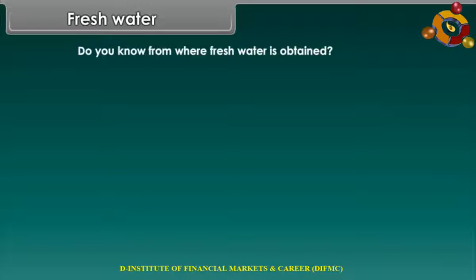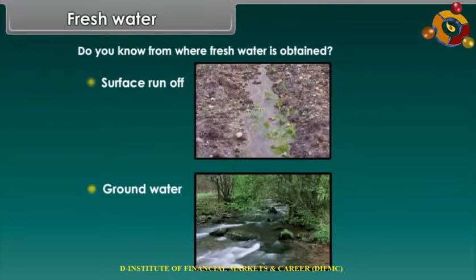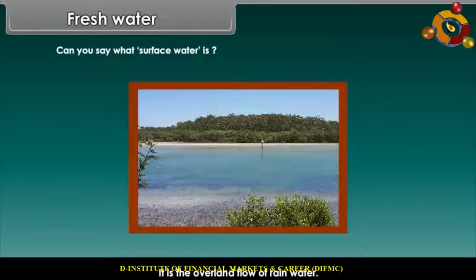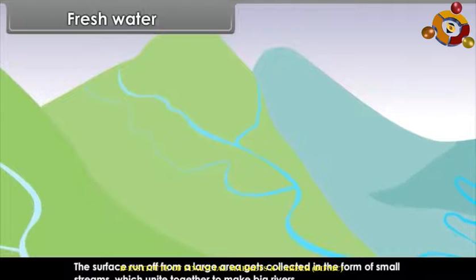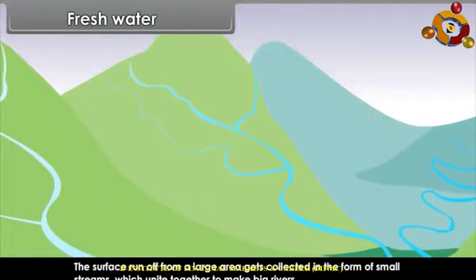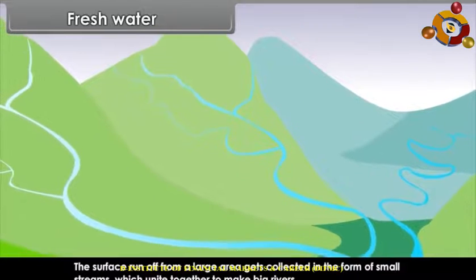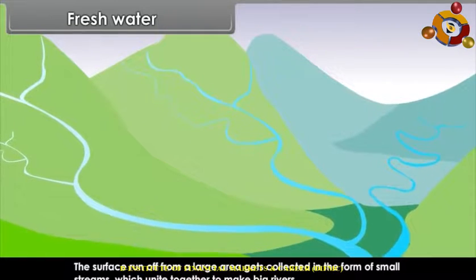Do you know from where fresh water is obtained? Surface runoff. Groundwater. Can you say what surface water is? It is the overland flow of rainwater. The surface runoff from a large area gets collected in the form of small streams which unite together to make big rivers.